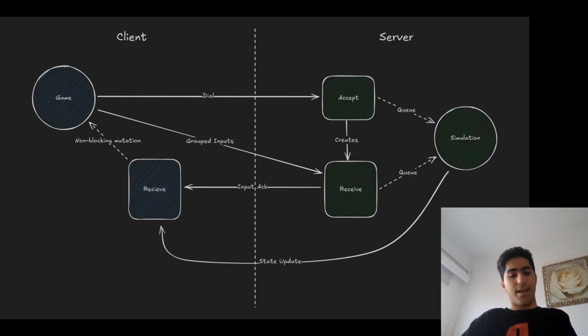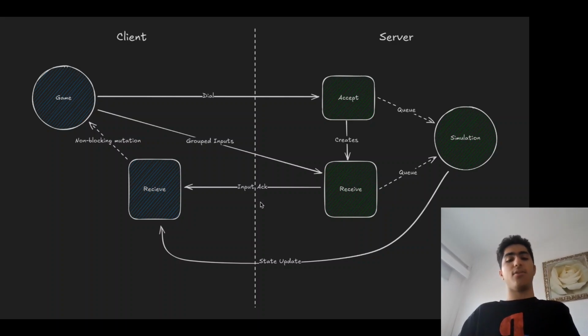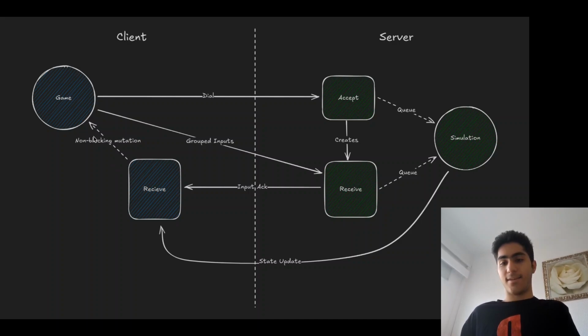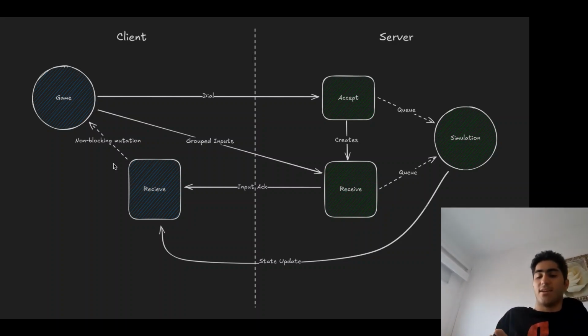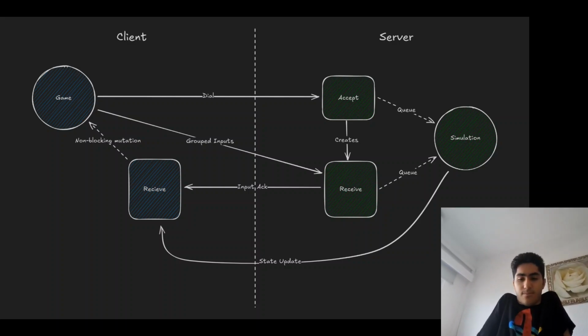So the receive loop is going to put that in the queue, and then acknowledge the game that, okay, I have received up to this input, do not send me these again anytime later. So it sends an acknowledgement packet, the game receives it on its own receive loop, and then in a non-blocking fashion it does some mutation to the local state so that everything's cool.